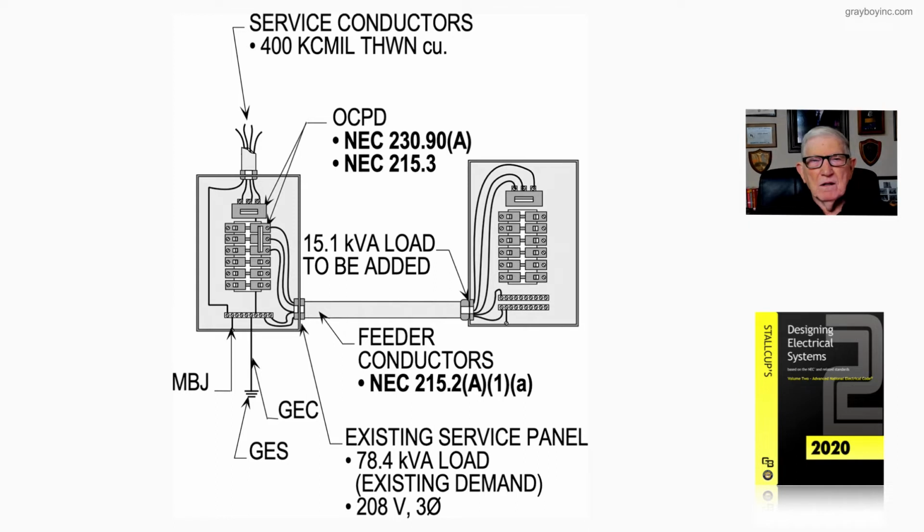And before we do that, though, let's go over to page 81 if you have the first printing of the code. And if you don't, we'll just go over and look at 220.87 if the page numbers change a little. In 220.87, the title head is determining existing loads. And it says the calculation of a feeder or service load.